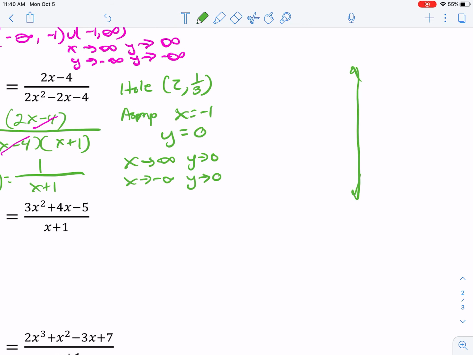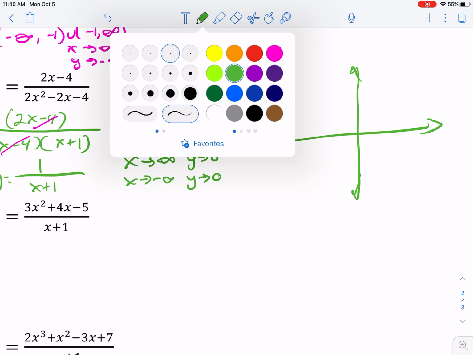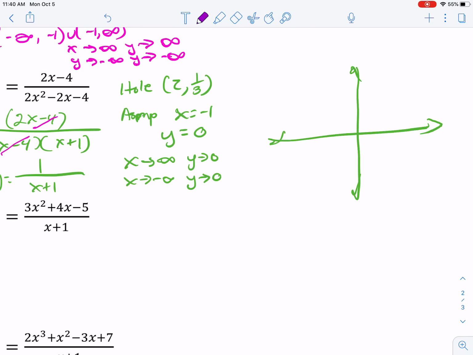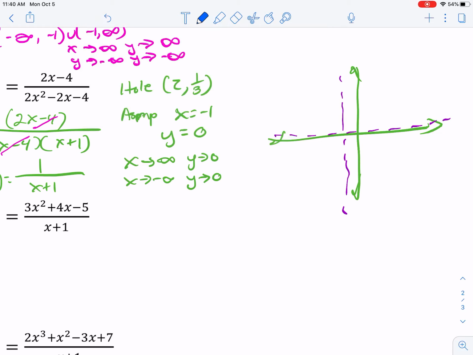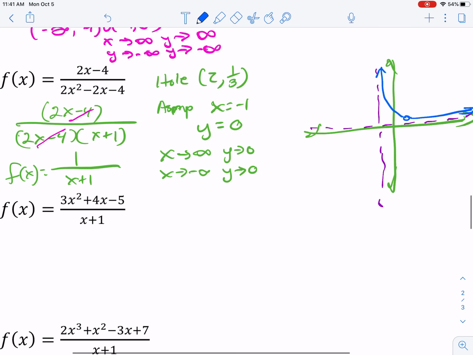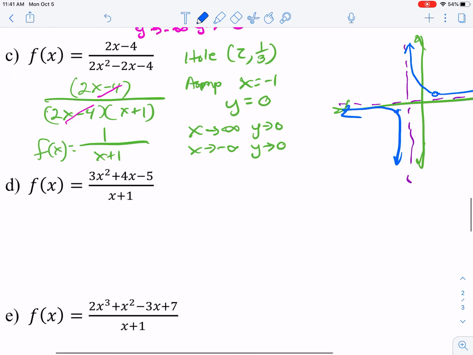Graph, put in your asymptotes, negative 1, 0, and then you got a graph. We're at 2 and then 1/3, so that's here, so you know the rest of it's got to be up here. What about this side? If I plug in negative 2, I get negative 1/3, so it's down here. Done. Deal.